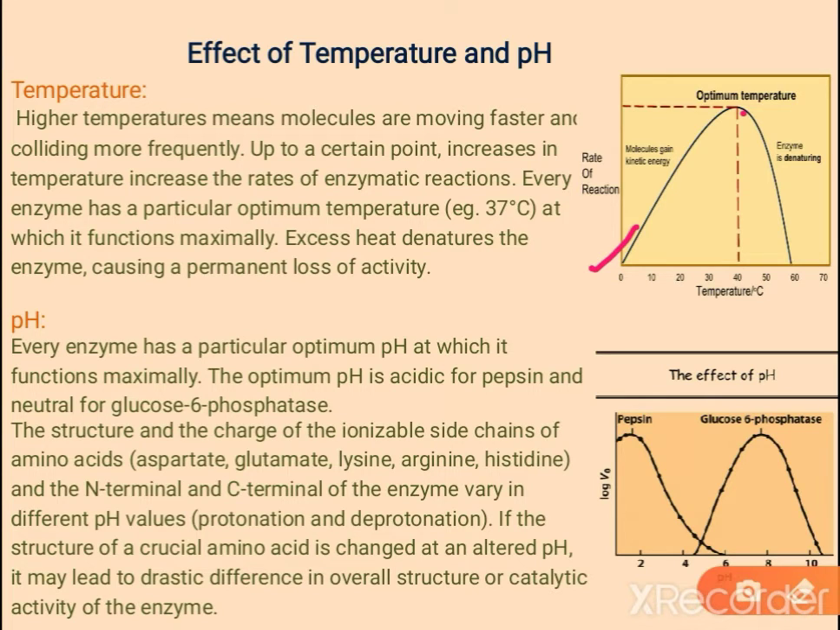And the pH also plays a very important role on enzyme. Various kinds of enzyme become activated at various pH. For example, pepsin, which is present in our stomach, becomes active in the acidic pH. Another kind of enzyme is glucose 6-phosphatase, which becomes activated in the alkaline pH. You can see here the glucose 6-phosphatase activated at pH 8 and the pepsin activated near about pH 2, which is acidic in nature.